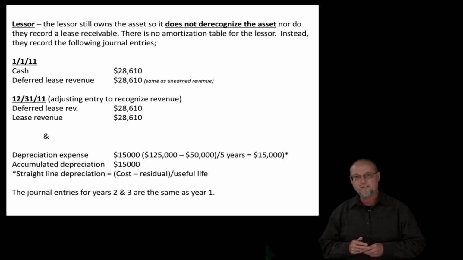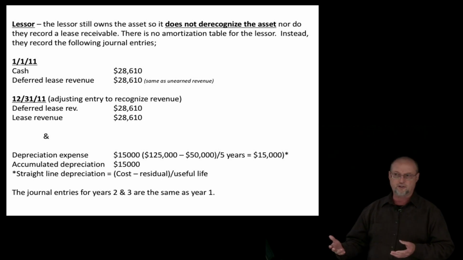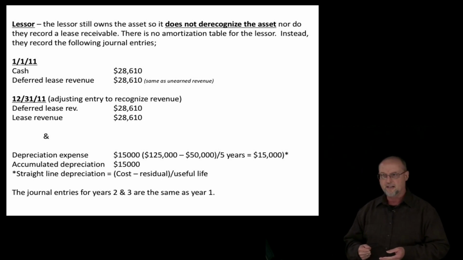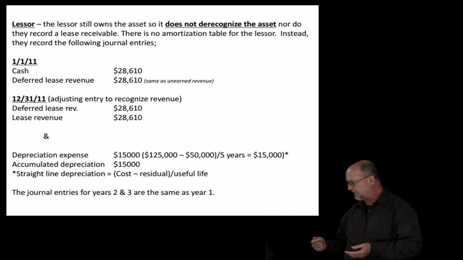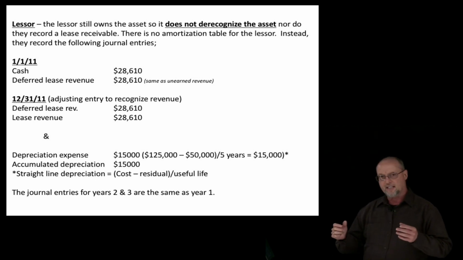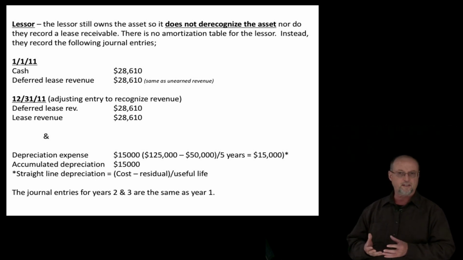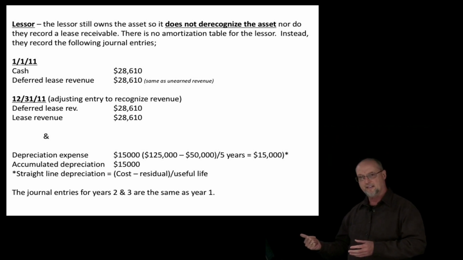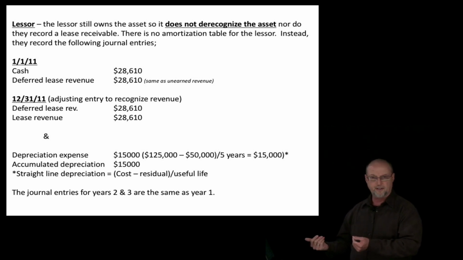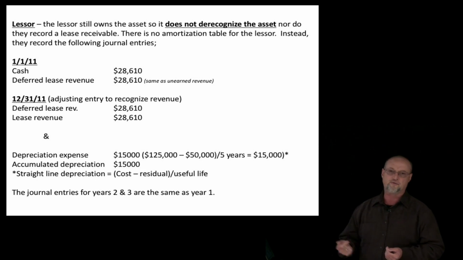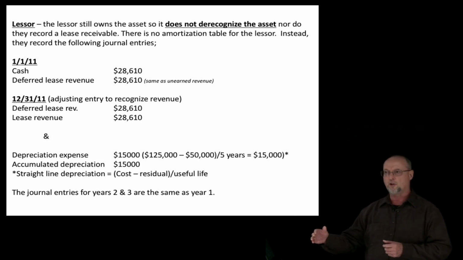At the end of year one, and these journal entries will be the same for all 3 years, by the way, notice what they do. The adjusting entry. Since they've now earned 1 year's worth of lease revenue, they're going to debit deferred revenue or unearned revenue, and they're going to credit lease revenue for $28,610. Very straightforward. All 3 years will have the same journal entry.